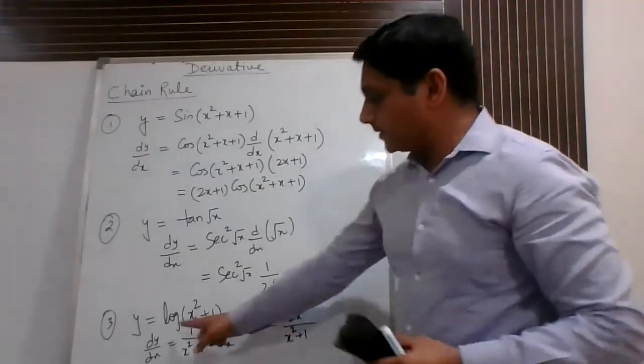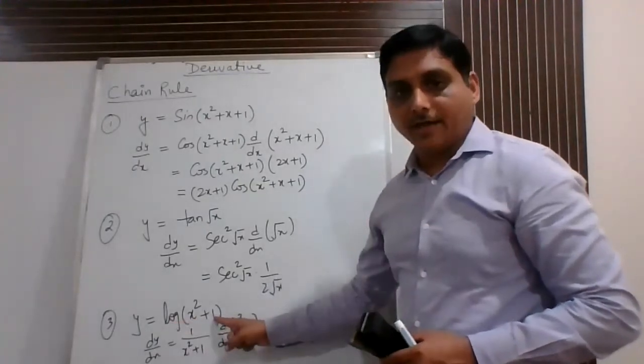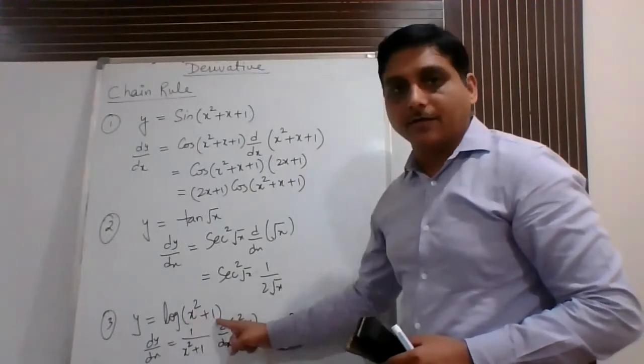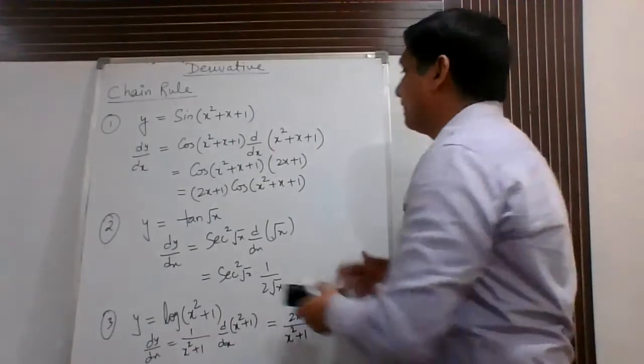So here again, first we are dealing with the function. After that, the angle. So the derivative of log x was 1 upon x. After that, we are taking the derivative of x square plus 1.